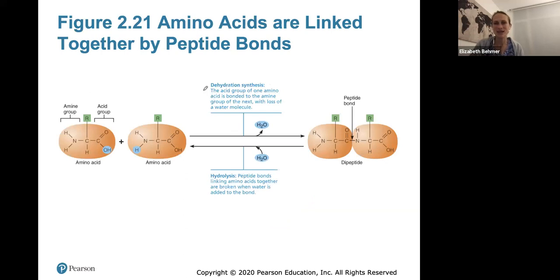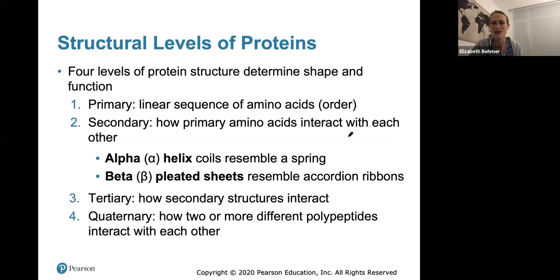Amino acids are linked together by peptide bonds. Simply put, we have one amino acid joining with another amino acid to form a dipeptide, and this is what the peptide bond looks like. So peptide bonds will join amino acids together to form different proteins.